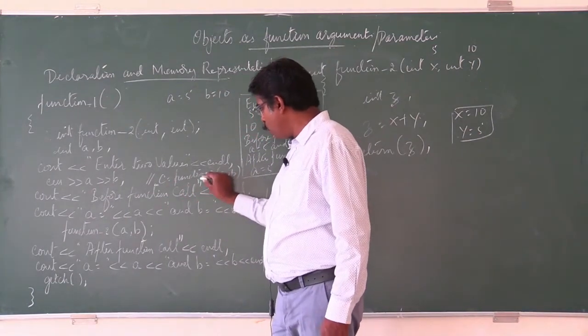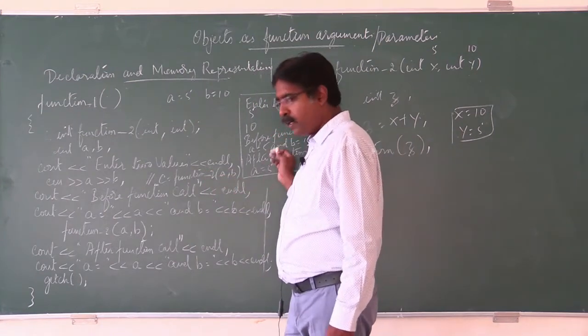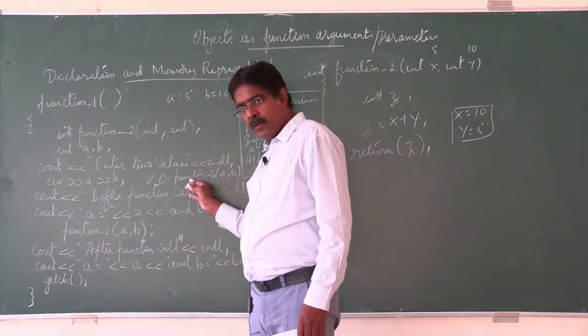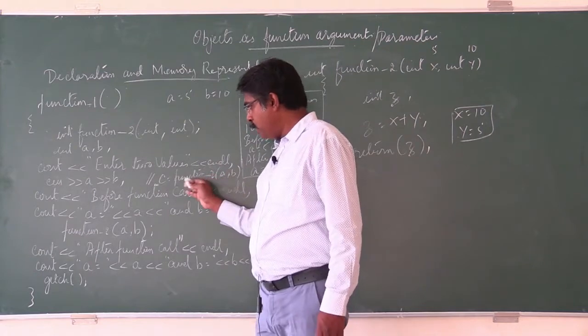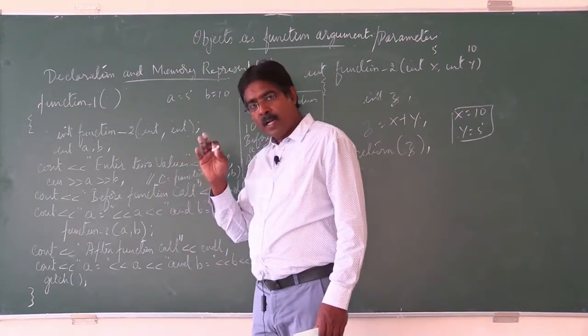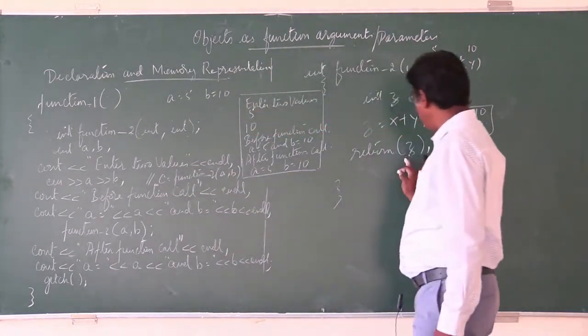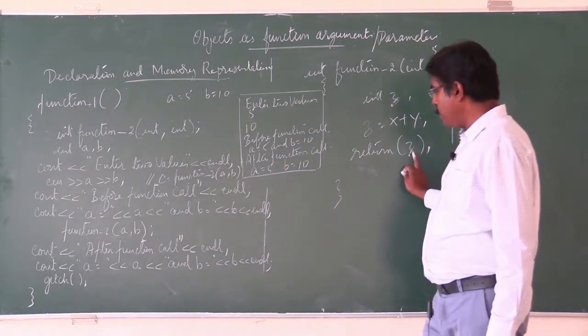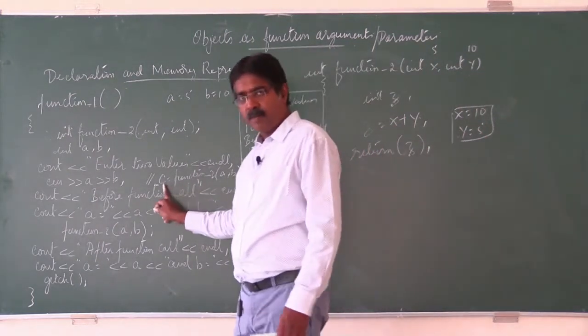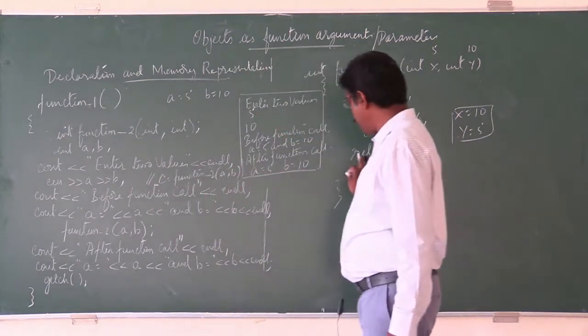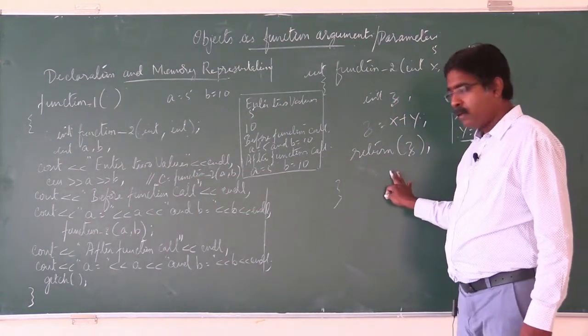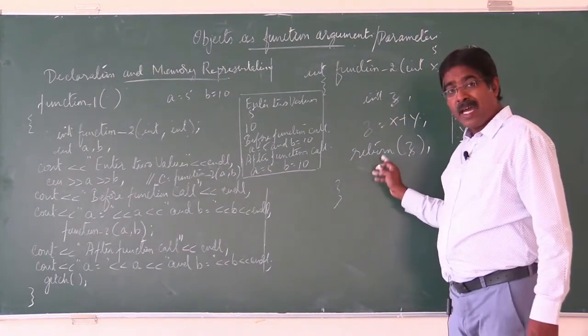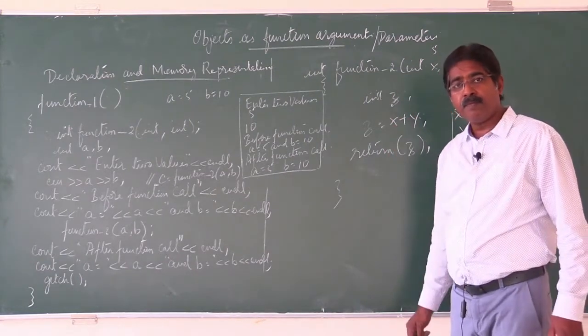It is returned to C. So function 2 of a comma b is returning the value, and the value returned goes to c. The value returned is the added value. What is the added value? 5 plus 10, 15. 15 will be the answer here. In this context, this function can return only one value.